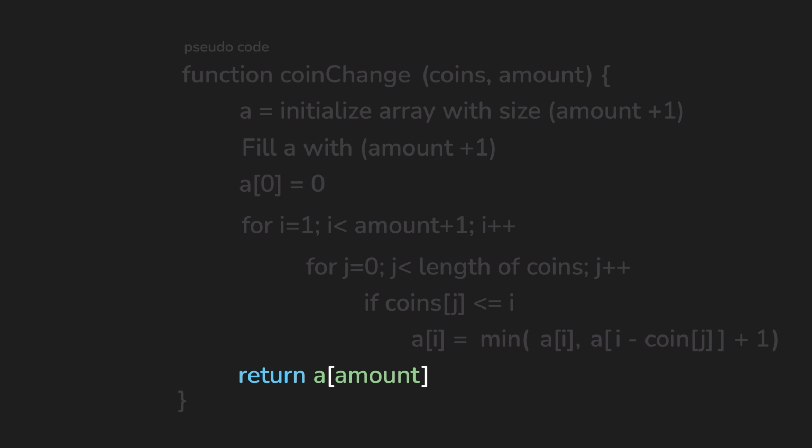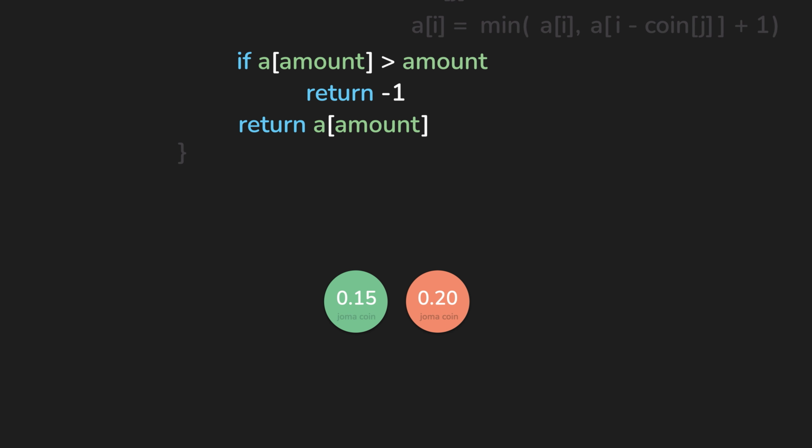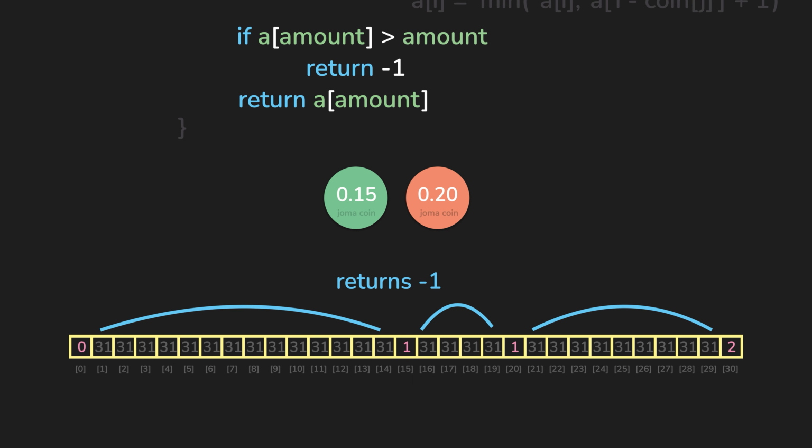Now we just have to return A of amount. But before we do that, we have to return minus 1 if there is no possible cases for the given amount. If there are no solutions, A of amount will be left as the initial value, which is amount plus 1. So we return -1 if A of amount is larger than 30. For example, if the coins array was 15, 20, instead of 1, 15, 20, there is no possible solutions for the amount from 1 to 14 because the if statement cannot be satisfied, which would leave them as 31.